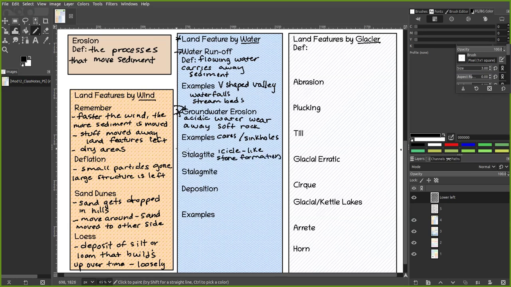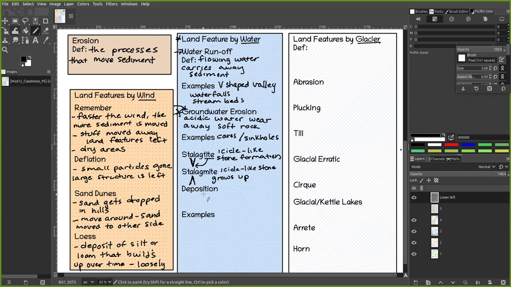Now remember, a stalactite comes from the top and goes down. Stalactite has to hold tight. That's how you remember stalactite. Stalagmite is the same thing. It's icicle-like stone, but it grows up from the ground.